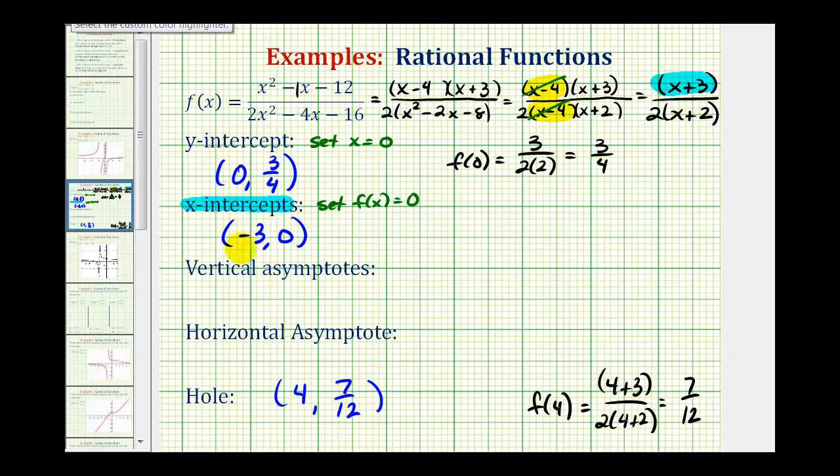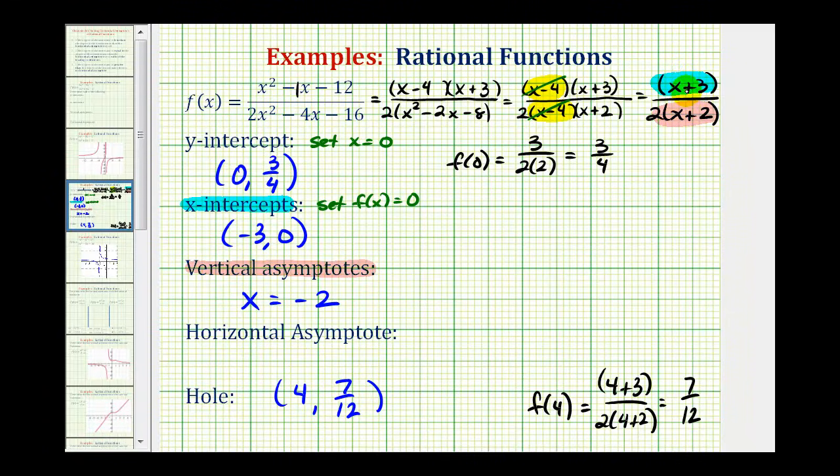And then to determine the vertical asymptotes, these occur when the denominator is equal to 0. So x plus 2 is equal to 0 when x equals negative 2. Therefore, the equation of the vertical asymptote is x equals negative 2. And now for the last question, we want to determine the horizontal asymptotes, which can be found by analyzing the degree of the numerator and denominator. And we can use the simplified function or the original function.